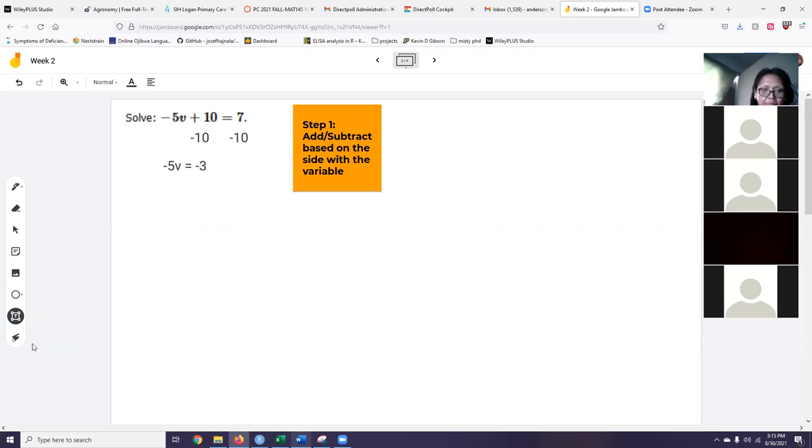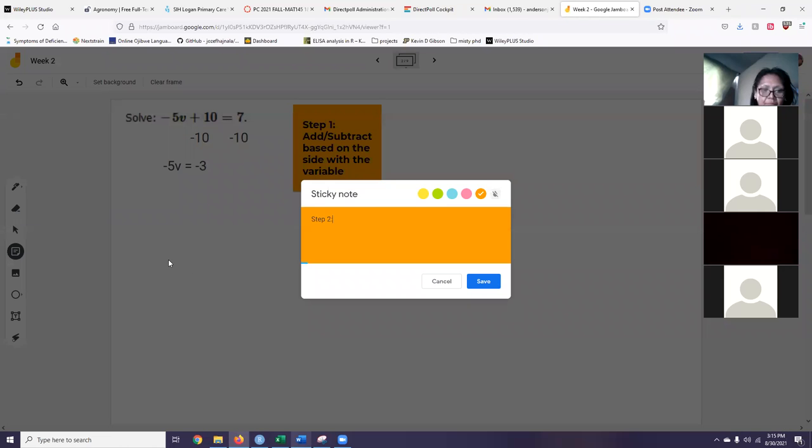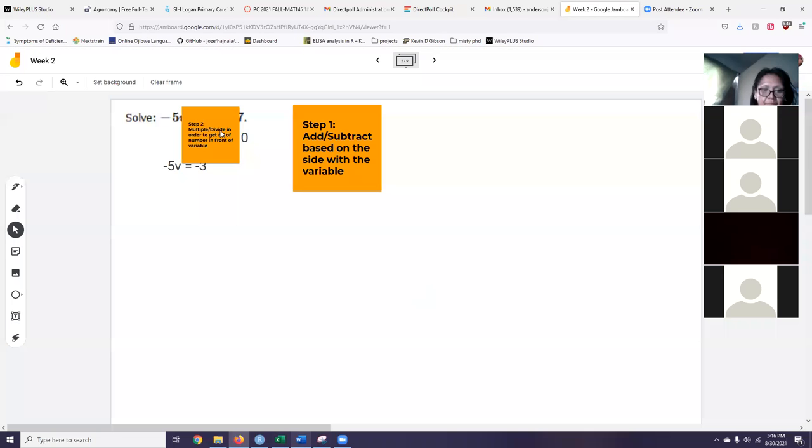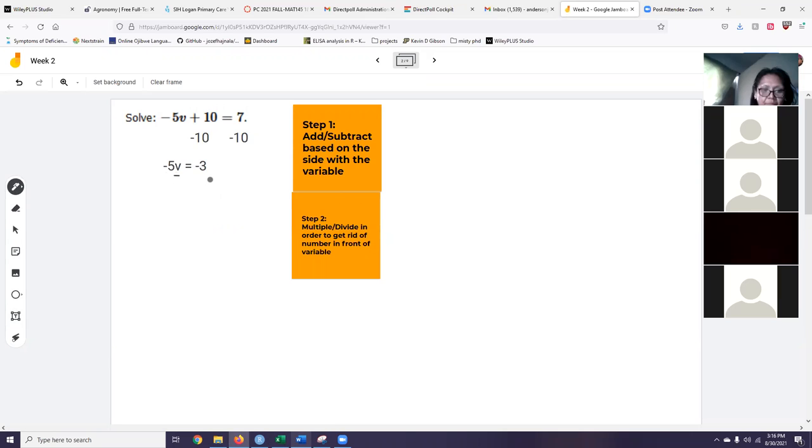And then that's step 2 once again: multiply or divide in order to get rid of the number in front of the variable. So I'm going to divide both sides by negative 5, just like that. Those fives will knock out the negative fives, and the negative sign itself can cancel out.